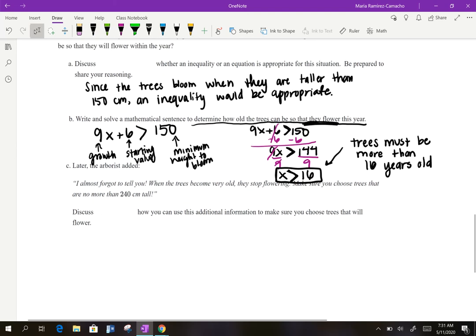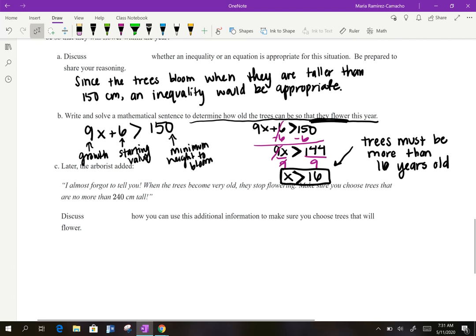Okay, last part. Later, the arborist added, "I almost forgot to tell you, when the trees become very old, they stop flowering. Make sure you choose trees that are no more than 240 centimeters tall." Discuss how you can use this additional information to make sure you choose trees that will flower.